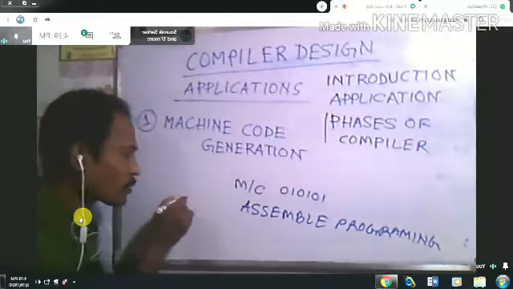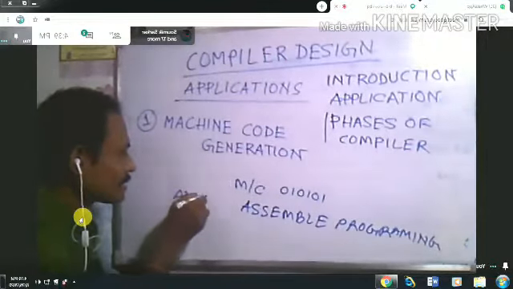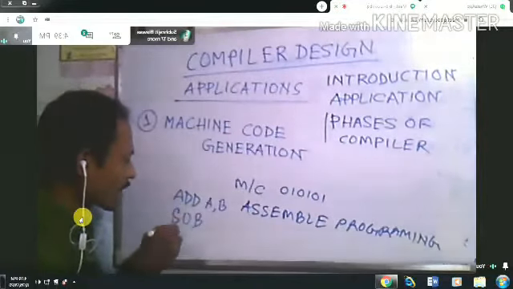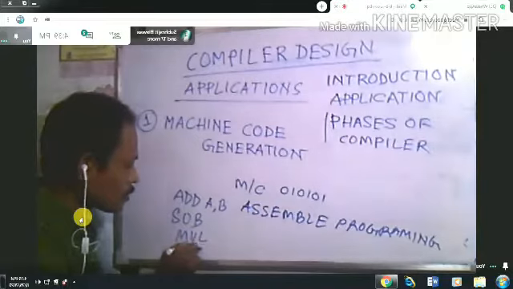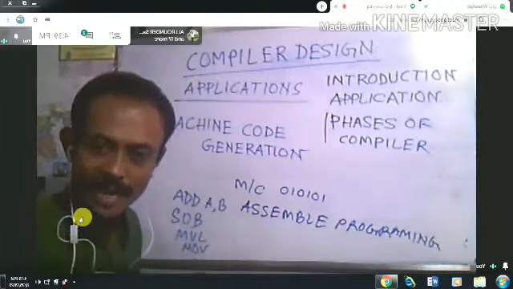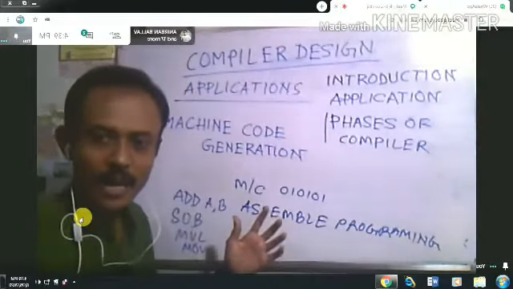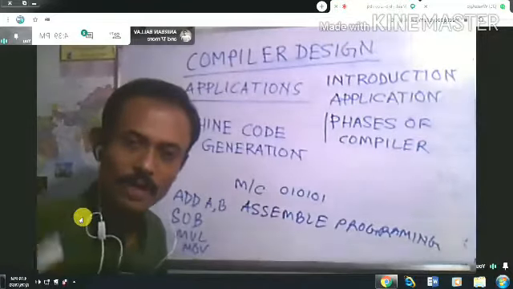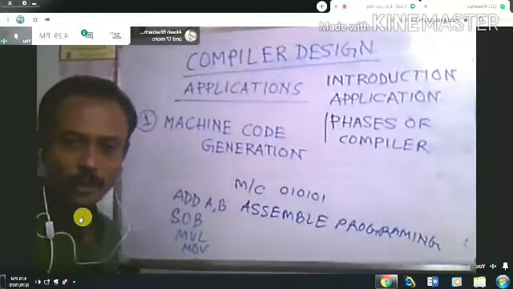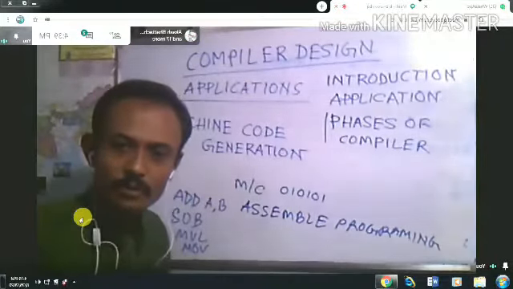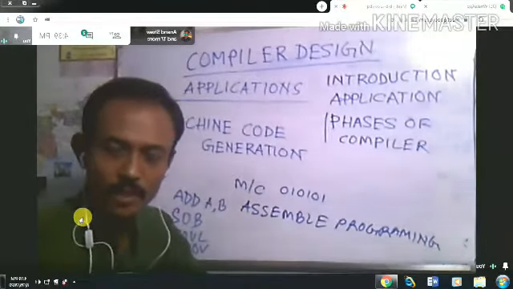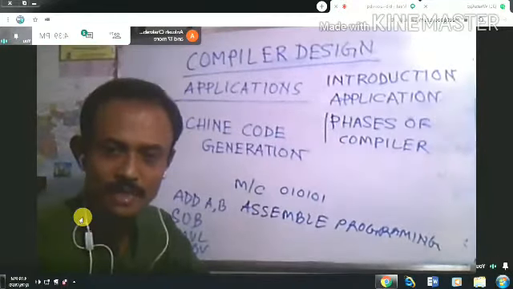What is an example of assembly programming? Add A, B, sub, multiply, move. All these are called mnemonics. When we write a program this way, it is called assembly programming. Nowadays we don't write assembly code either. Whatever software we develop, we never use assembly programming, because writing a program in assembly is very difficult and very complex. You can simply understand it.